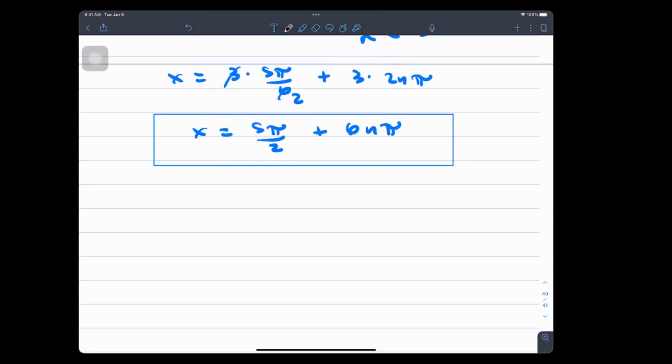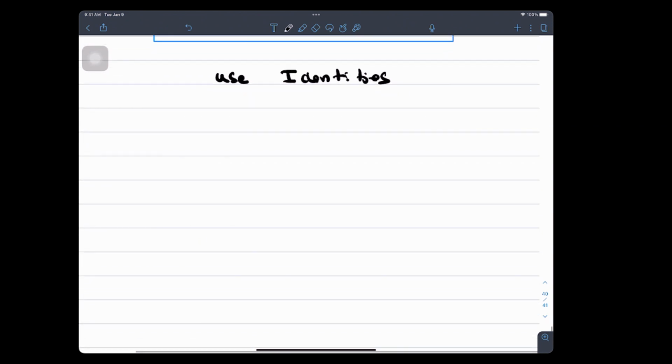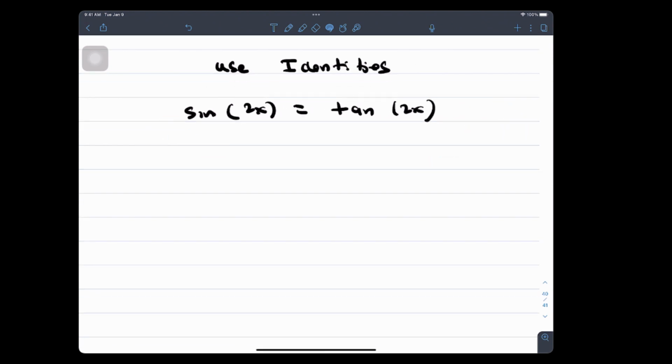Now, we also can use identities. So we do have a whole bunch of identities that you guys remember we talked about. And for example, they can give us sine 2x equals tangent 2x. Okay, so they can kind of throw in these identity questions here.